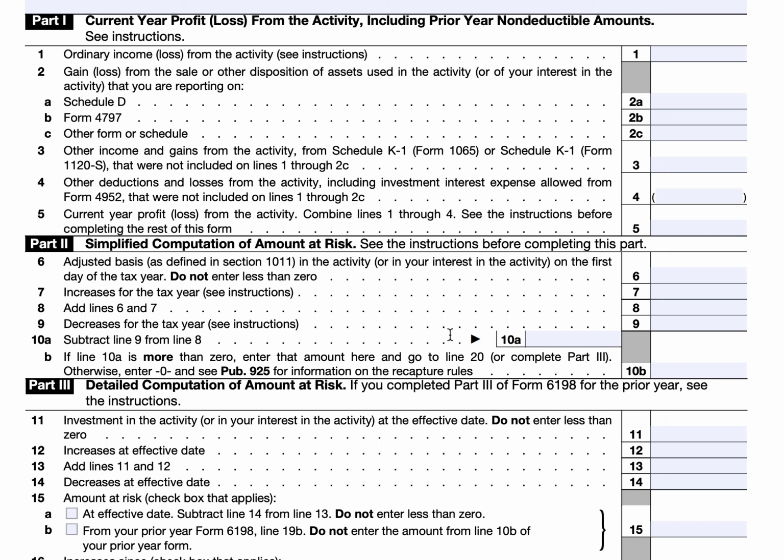So in line 6, depending on your taxpayer status, you're going to have to determine your adjusted basis in the activity on the first day of the tax year. If you have negative basis, do not enter a number less than 0.